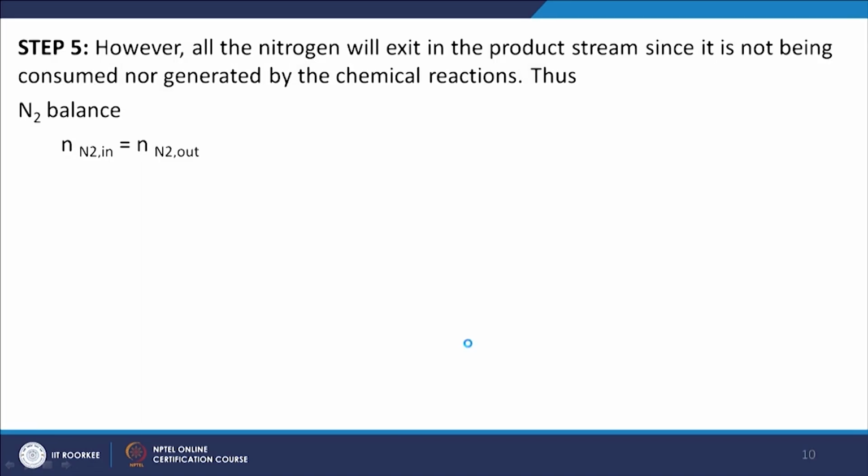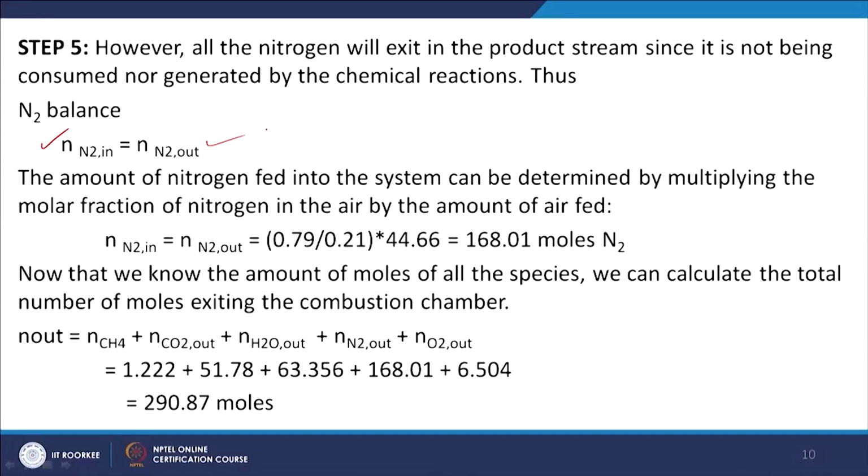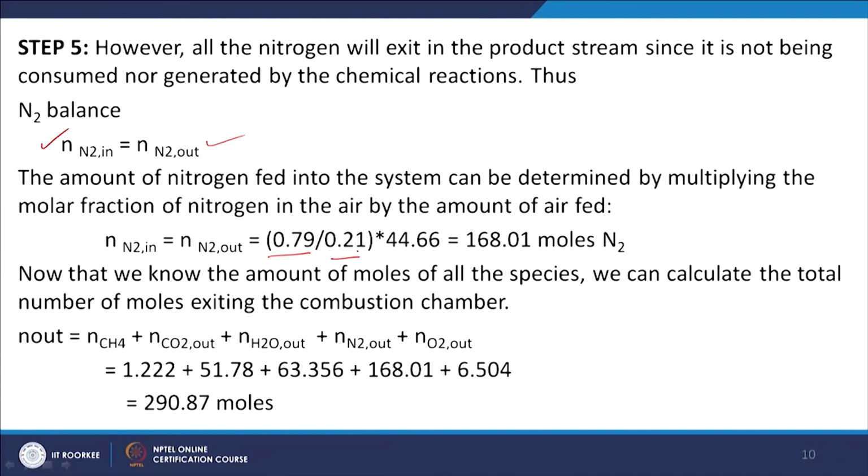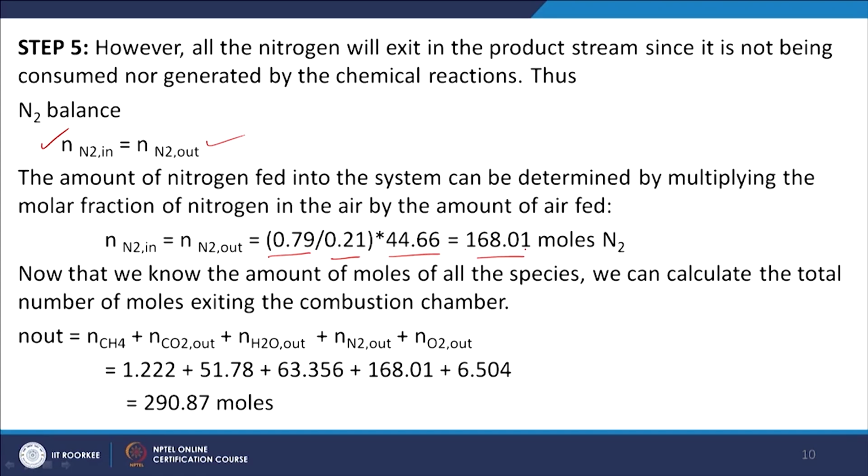Then what about the nitrogen? As we know, nitrogen will not react. So, how much nitrogen is coming in, that will go out. If we know how much oxygen is used, then we can determine how much nitrogen there is. That is equal to 0.79 by 0.21 into the moles of oxygen supplied, which is 44.66 in the inlet gas. So, we get 168.01 moles of nitrogen.